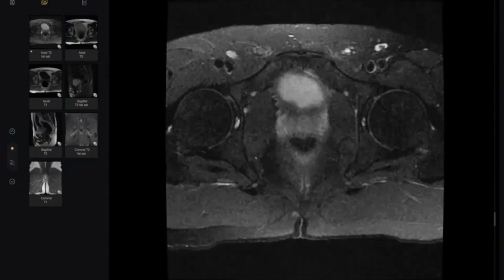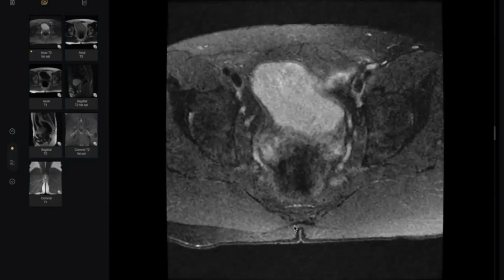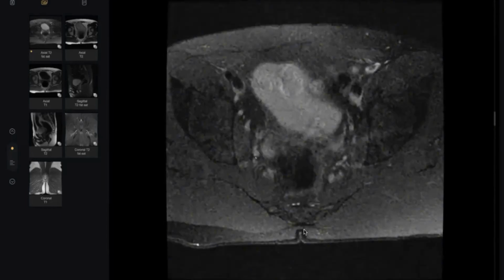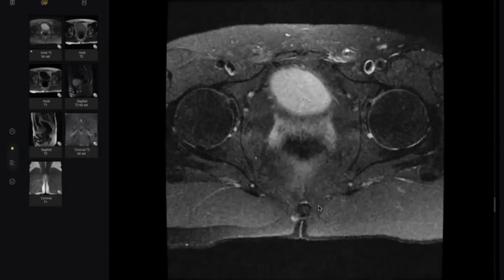Yes, sir. This is a high signal noted at the natal cleft that is extending with an external opening at the level of the natal cleft and extending upward to involve the sphincter. I would like to see the sphincter itself to see if its extension is transsphincteric or extending above the sphincter. So if you can scroll for me, sir, because I'm not able to scroll.